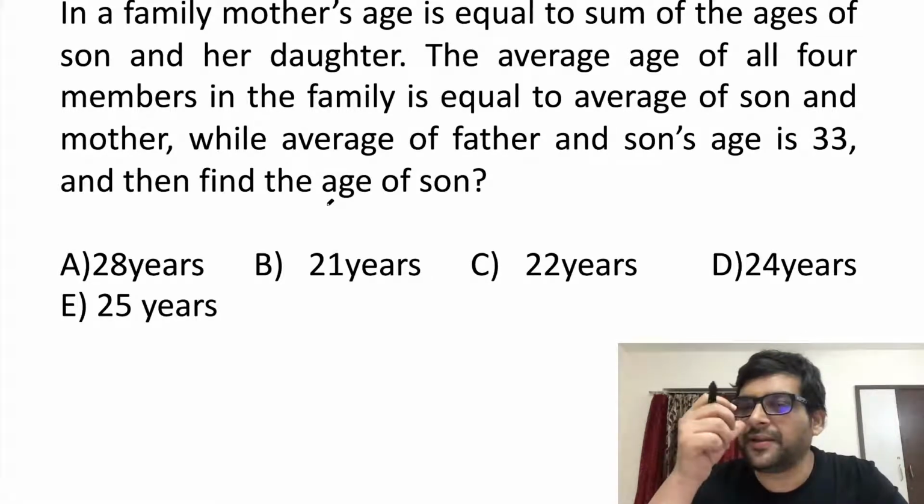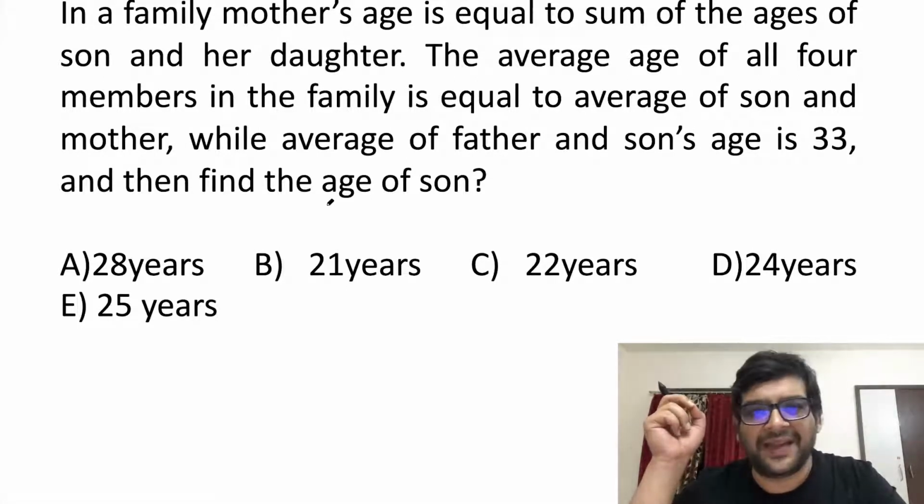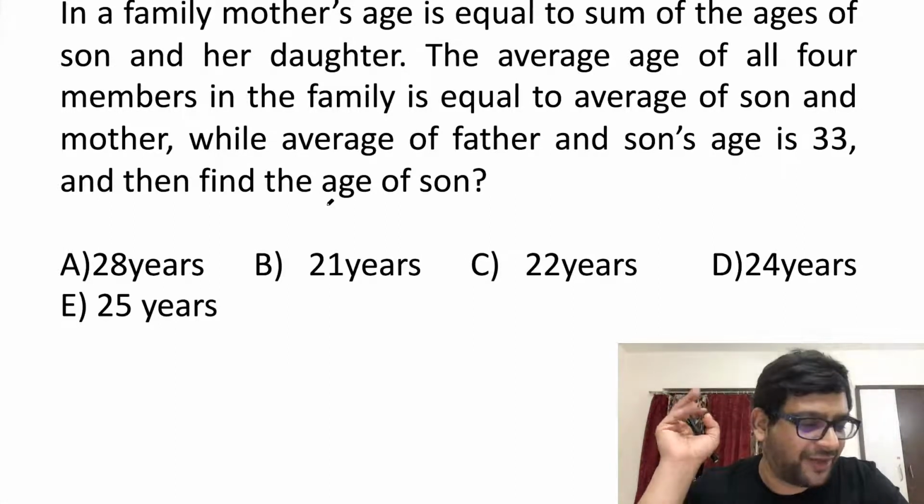In a family, mother's age is equal to the sum of the ages of son and a daughter. The average age of all four members is equal to the average age of son and the mother, while the average age of father and son's age is 33, then find the age of the son.